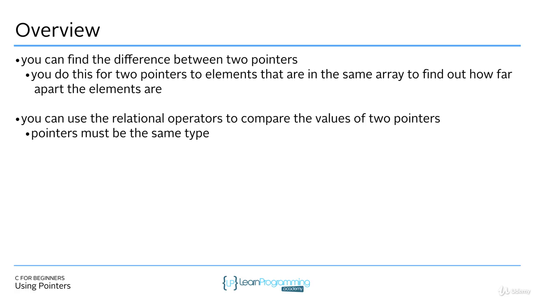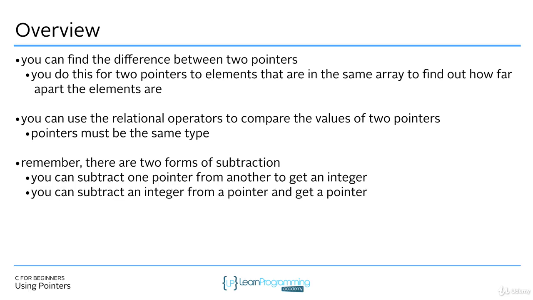You can use relational operators to compare the values of two pointers. Pointers have to be the same type, so if they're both pointing to integers, they both have to be the same type. This is just going to tell you whether or not the addresses are greater than or less than. Again, you could identify how far, which part of the array you're in. There are also two forms of subtraction. So I just talked about subtraction, where you can actually take one pointer and subtract it from another one, which you'll get a pointer.